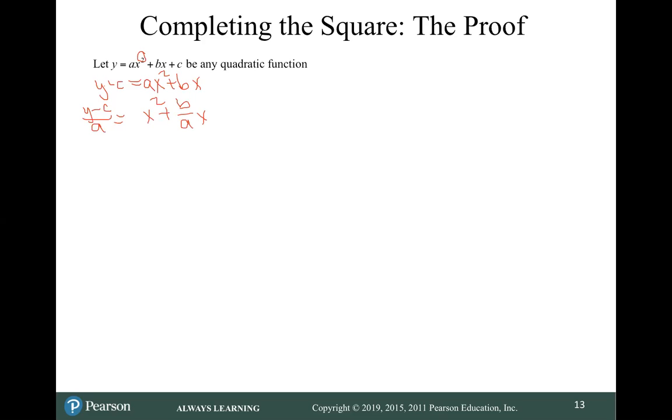Okay, so now I'm set up. I can go ahead and complete the square. To complete the square, I'm going to work on the side and say my linear coefficient, the coefficient of x, is b over a.